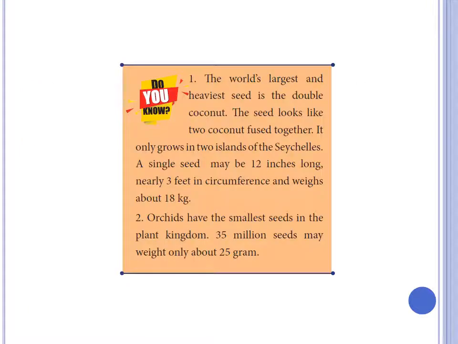Do you know the world's largest and heaviest seed is a double coconut? The seed looks like two coconuts fused together. A single seed may be 12 inches long, nearly 3 feet in circumference and weigh about 18 kg. Orchids have the smallest seeds in the plant kingdom. 35 million seeds may weigh only about 25 grams.